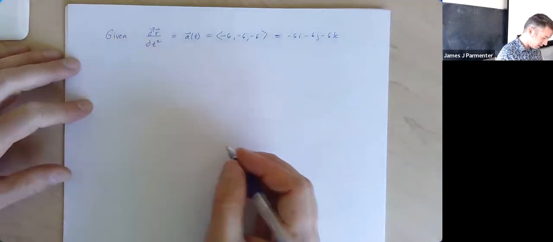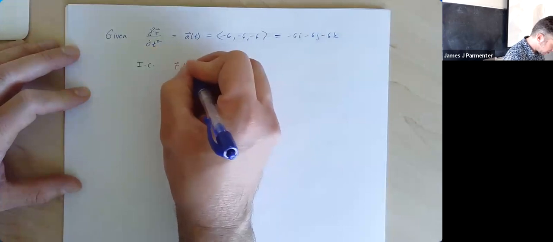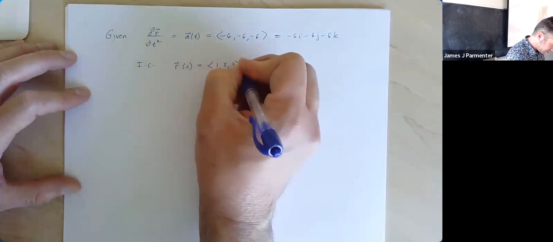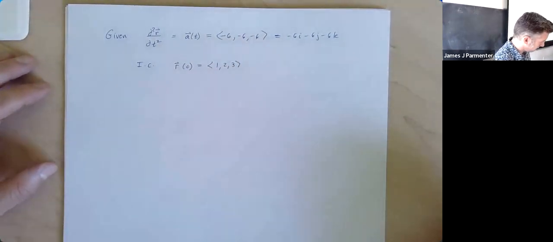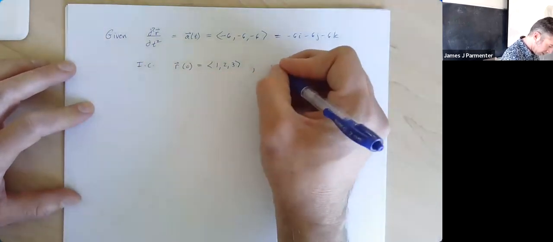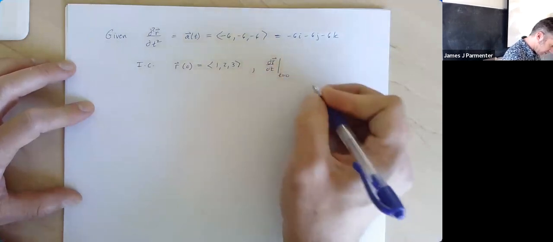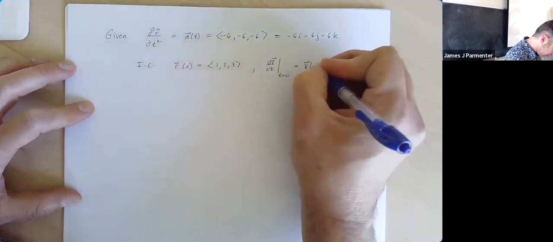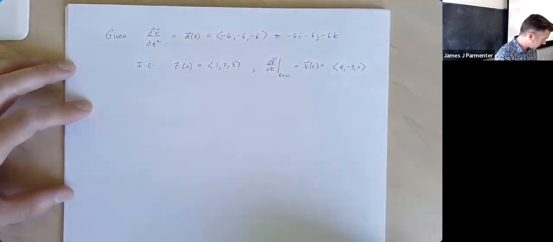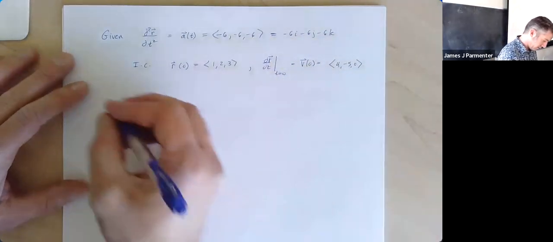We're also given some initial conditions. We're given that the initial position at time 0 is <1, 2, 3>. And we are also given that the initial velocity at time 0, which you can either write as dr dt at t equal to 0, or just v of 0, is equal to <4, -5, 0>. Based on that information, we want to find r of t.